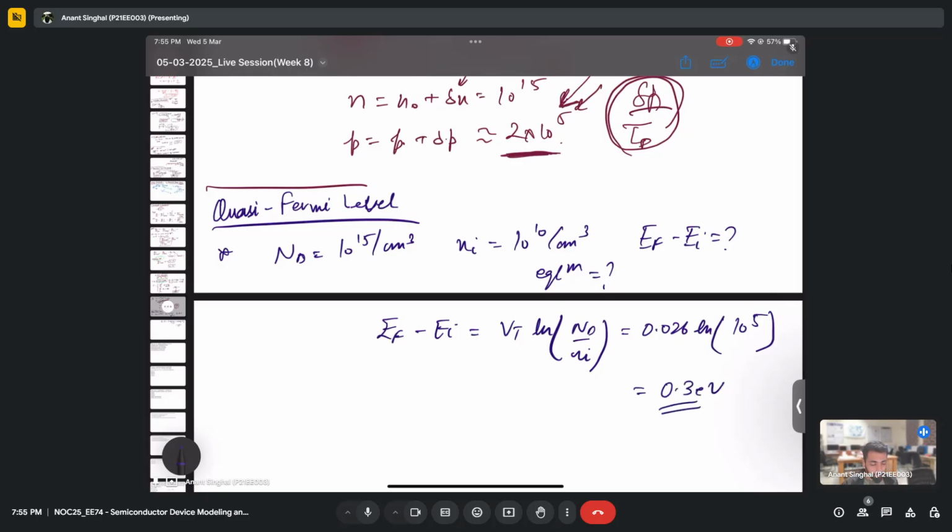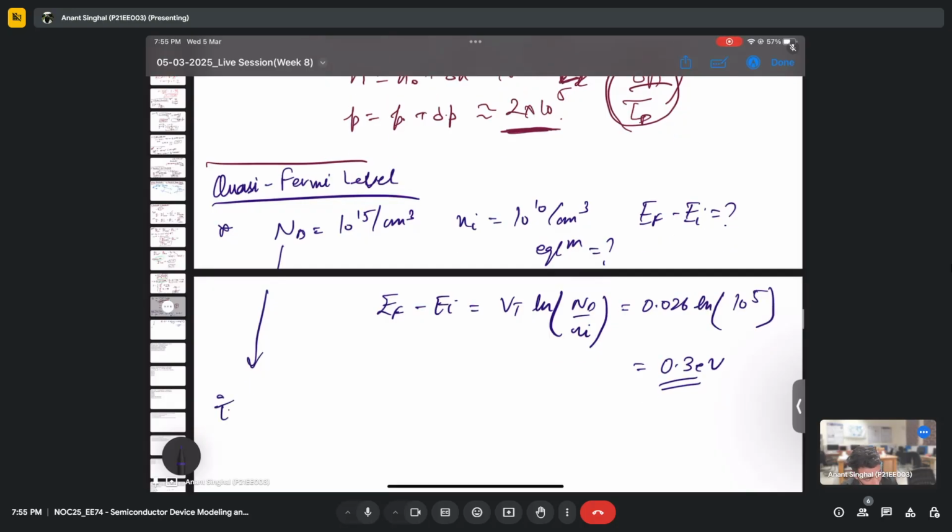So this is quite easy. In equilibrium, we know this is the formula. But now in the same semiconductor, let's say there are 10 to the power 12 electron hole pairs that are generated. So what will be EF minus Ei now? This is the question. If you have understood the minority and majority correctly, you will be able to answer this. So let me do it myself. That will make it easier.